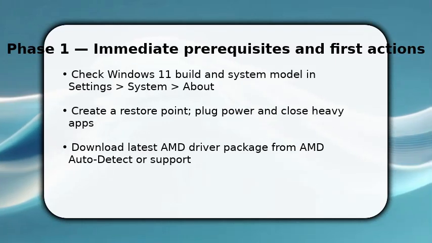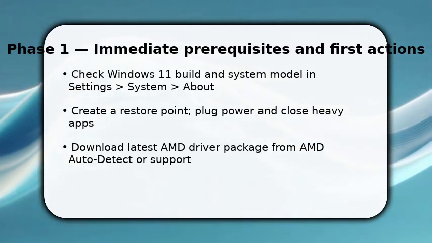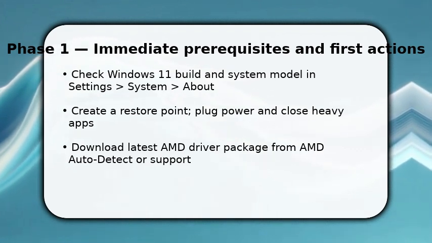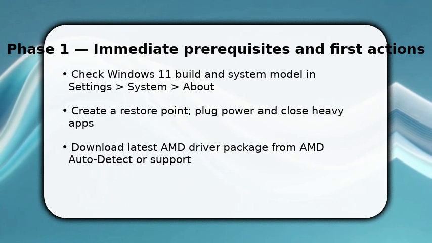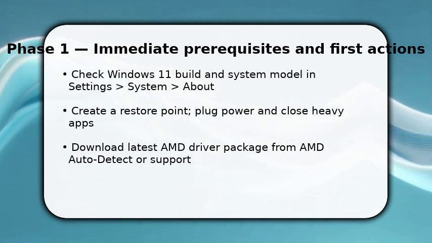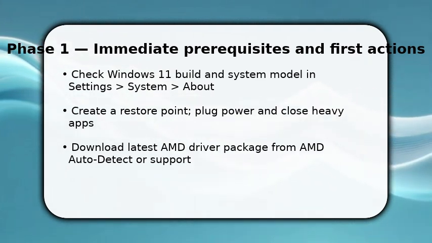You begin by confirming your Windows 11 build and exact PC model, so you download the right AMD package. Once done, create a restore point and plug the machine into power. This prevents interruptions. Next, close heavy apps to reduce conflicts, then download the AMD installer or auto detect tool. You're starting the actual update immediately.